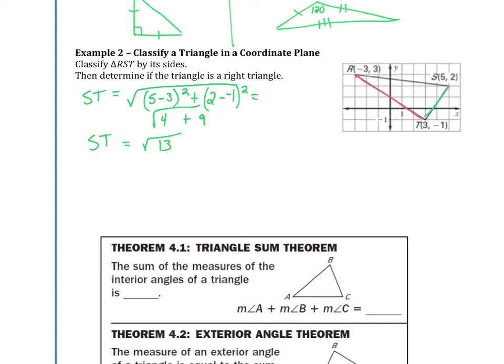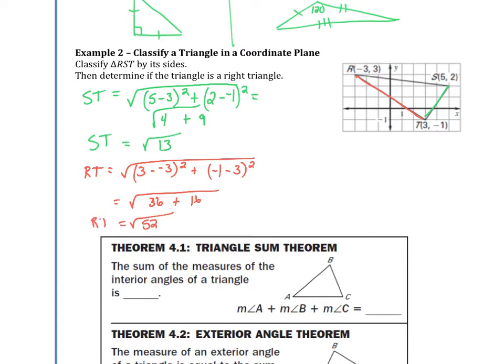Then we'd have to find RT. So do 3 minus negative 3 squared plus negative 1 minus 3 squared. We get the square root of, 3 minus negative 3 is 6. So 6 squared is 36. And negative 1 minus 3 is negative 4. Squared is 16. So we get the square root of 52 for RT. And again, we're doing the distance formula for these.